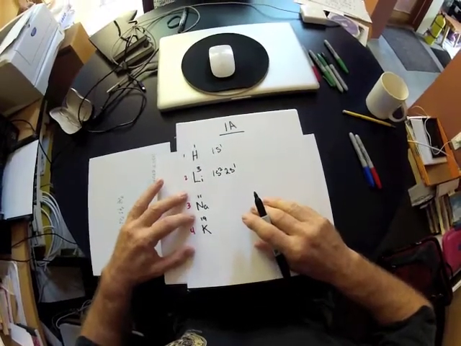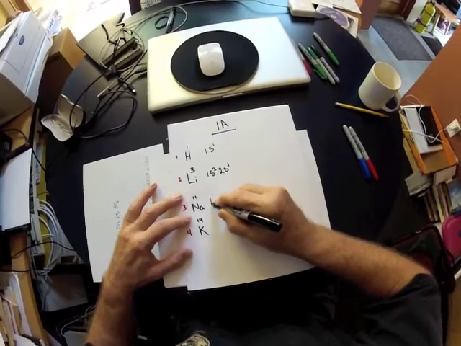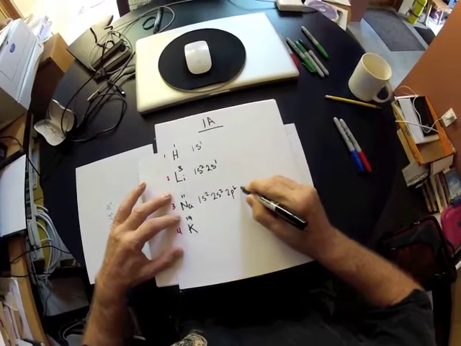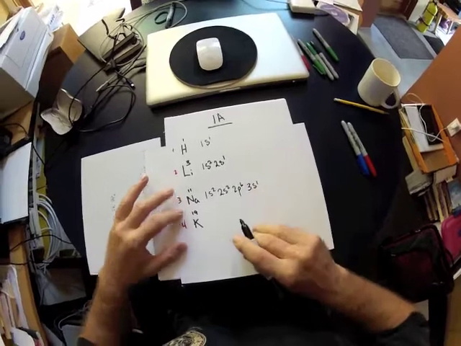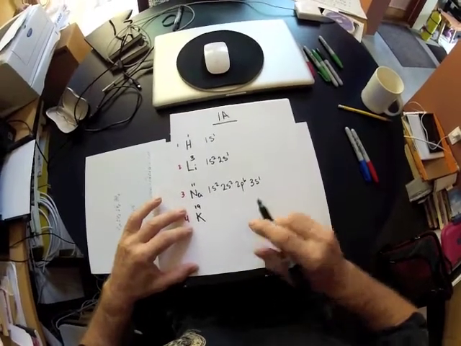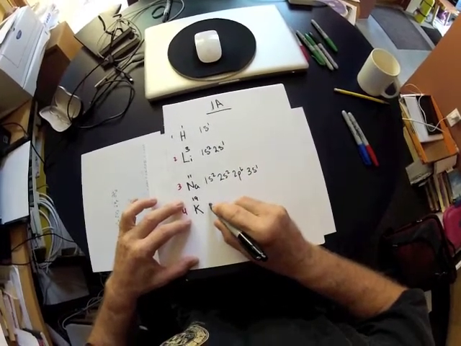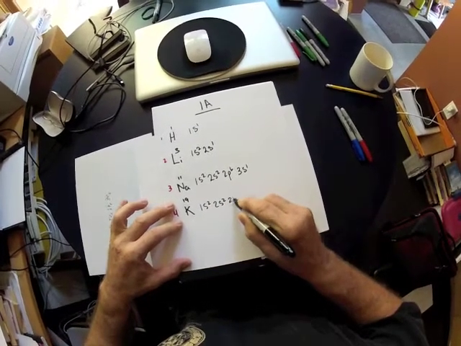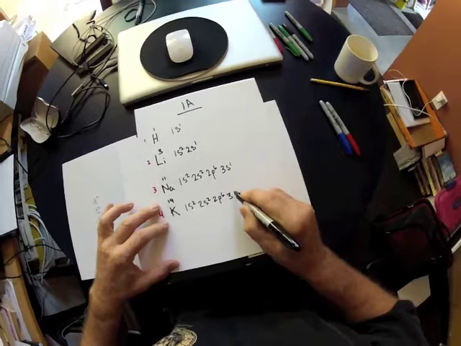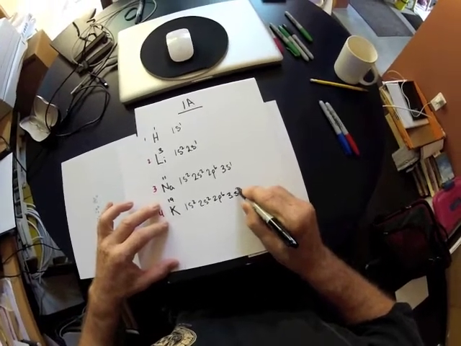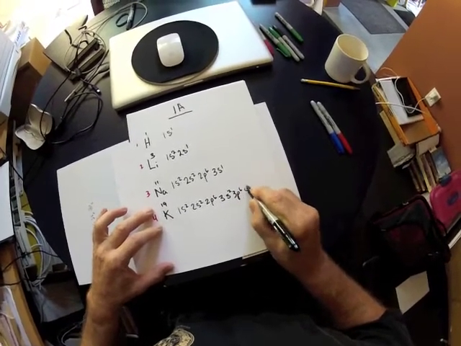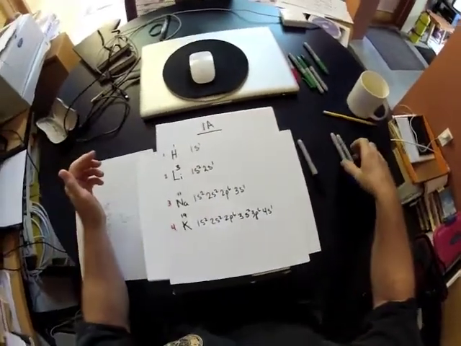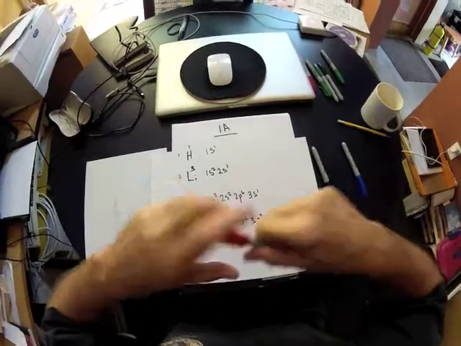Sodium has 11 electrons. Its configuration will be 1s2, 2s2, 2p6, 3s1. Potassium has 19 electrons, so let's take a look at its configuration. 1s2, 2s2, 2p6, 3s2, 3p6, 4s1.